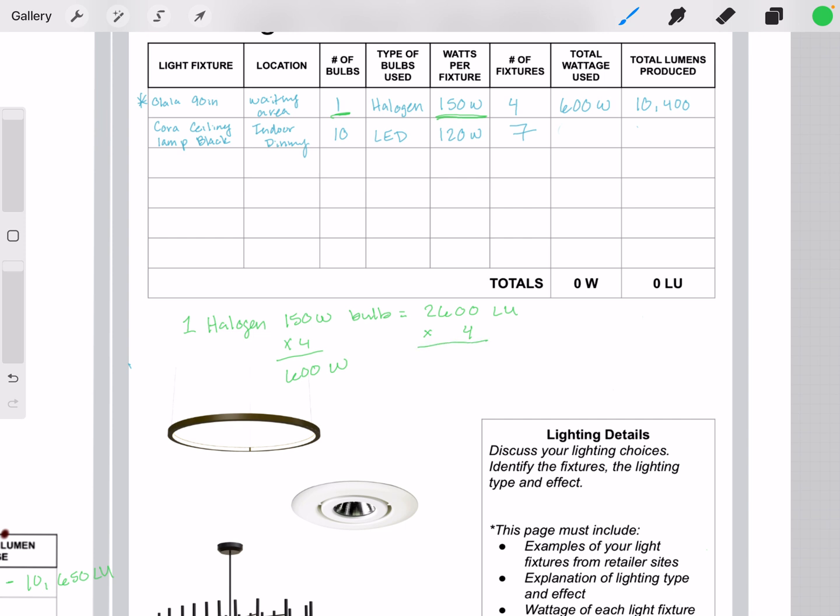Okay, so 2,600 multiplied by 4 is not math that I can do in my head. And my math was correct. So 10,400 lumens. Okay, so once again, this is the number of fixtures that we have. Okay, so that's how I got this number up here, 10,400. Okay, so this is how you calculate the wattage, the lumens, all this stuff for a fixture with 1 bulb. All right, in the next video, I'll walk you through how to do it with multiple bulbs.